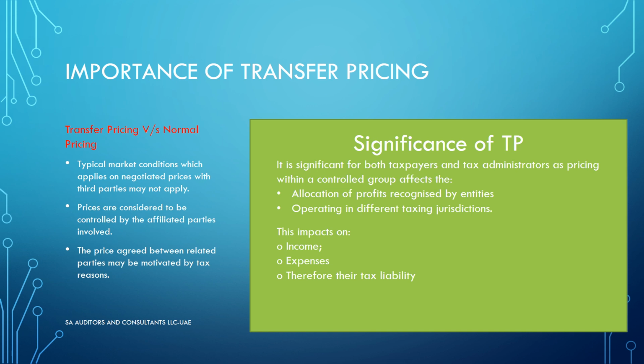Significance of transfer pricing. It is significant for both taxpayers and tax administrators, as pricing within a controlled group affects the allocation of profit recognized by the entities operating in different tax jurisdictions. This impacts income, expense and their tax liabilities.